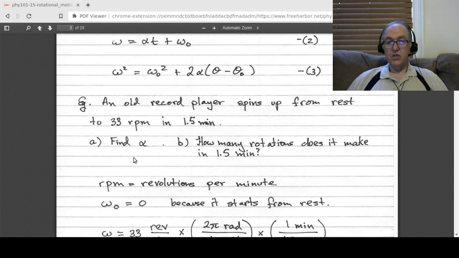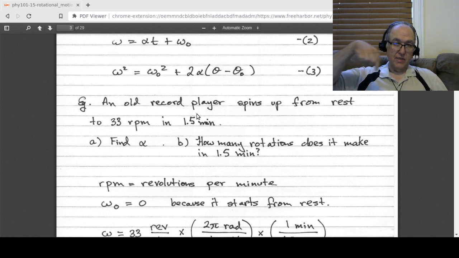And I ask you two questions. First is find alpha, find the angular acceleration, and I didn't say it here, but assuming that the angular acceleration is constant. So find alpha. And part B is how many rotations does it make in 1.5 minutes? So in the 1.5 minutes that it starts from rest and spins up, how many times did it rotate when it did that?